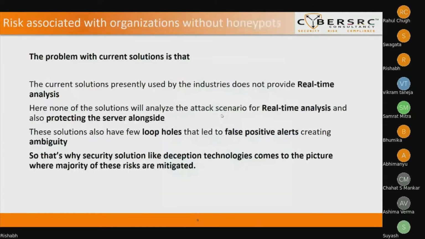But there are still some risks associated with the organization, because the current solutions presently used by the industry do not provide real-time analysis. None of these solutions will analyze the attack scenario in real time while also protecting the server alongside. These solutions also have a few loopholes that lead to false positive alerts, creating ambiguity. That's why security solutions like deception technologies come into the picture, where the majority of these risks are mitigated.